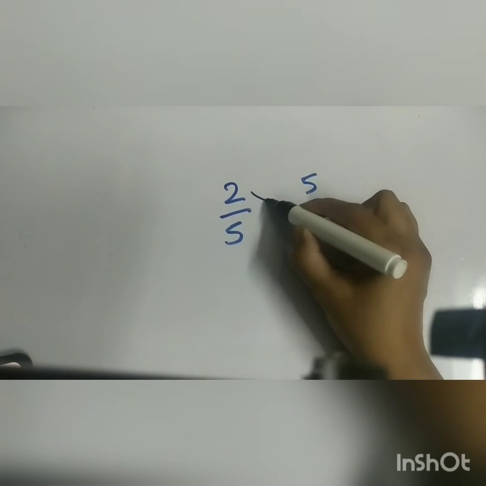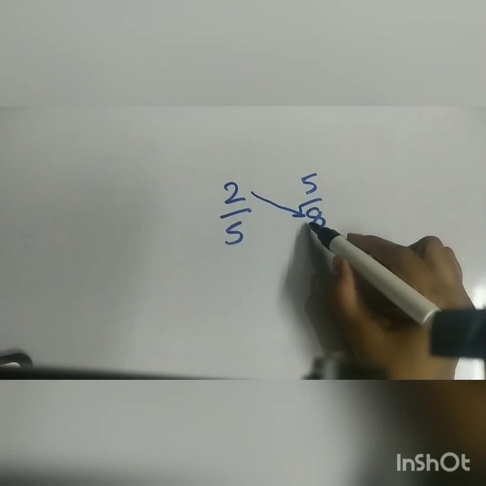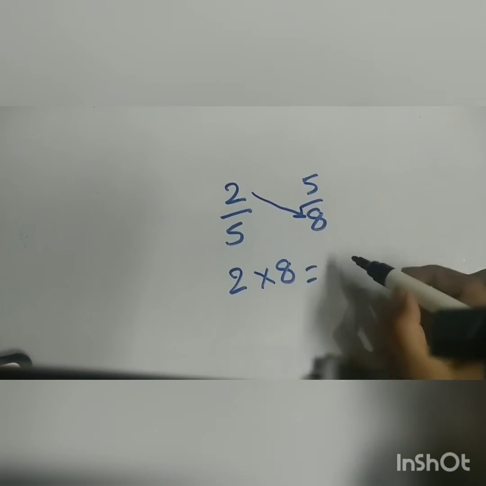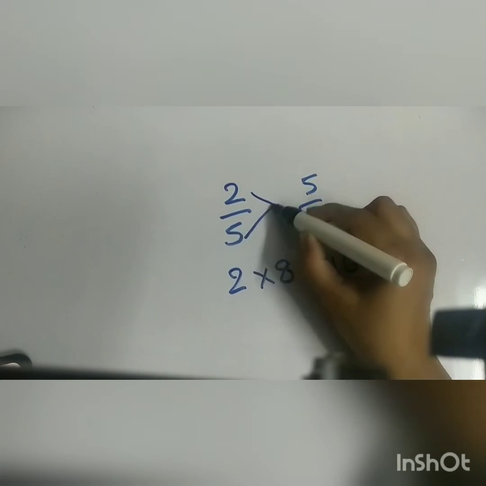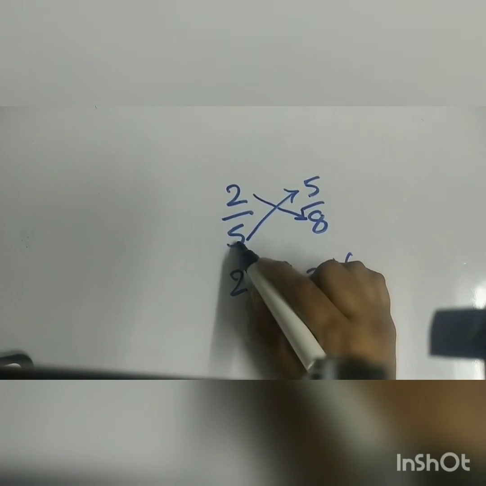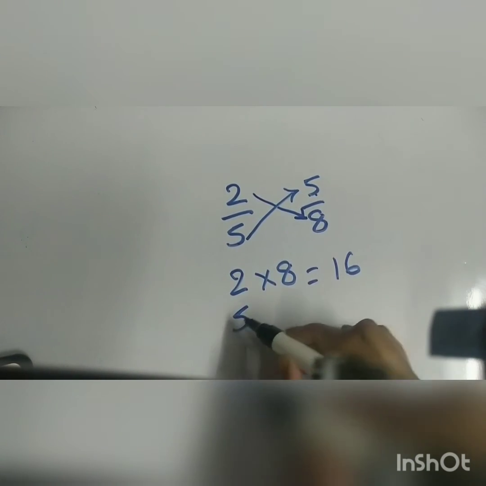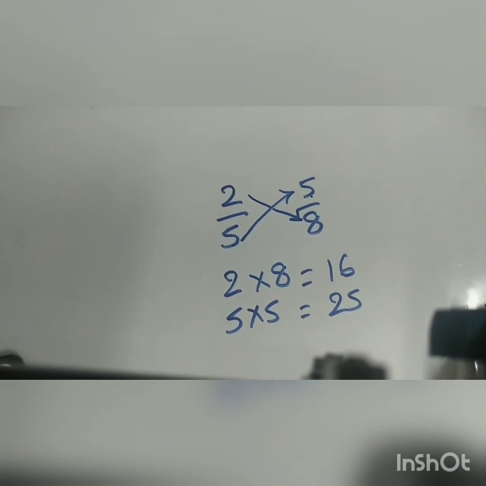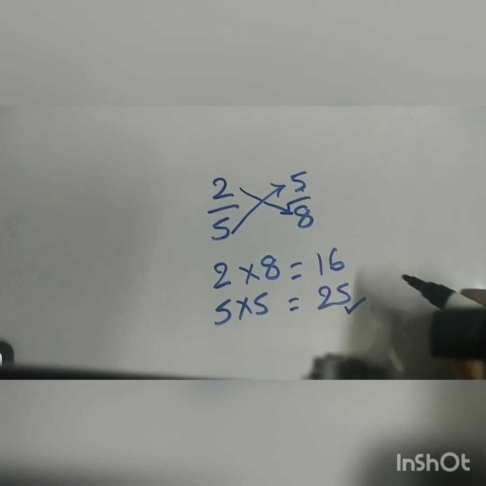First, multiply the numerator of the first fraction with the denominator of the second fraction. So I'm writing 2 into 8, and we get 16. The second thing to do is cross multiply the denominator of the first fraction with the numerator of the second fraction. So 5 into 5 is 25. Now you can easily make out which is greater, right? Of course 25 is greater than 16.